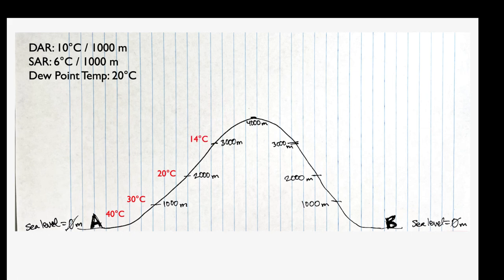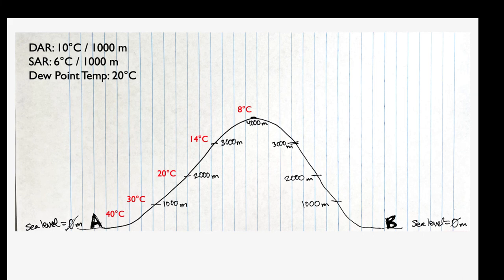We have one more marker to go before we descend in altitude. Since we're still below the dew point temperature, we continue to use the SAR. When we subtract another 6 degrees from our current temperature, we get 8 degrees Celsius as our temperature at the top of the hill. We're halfway there. Now we descend, which means our temperature will increase.